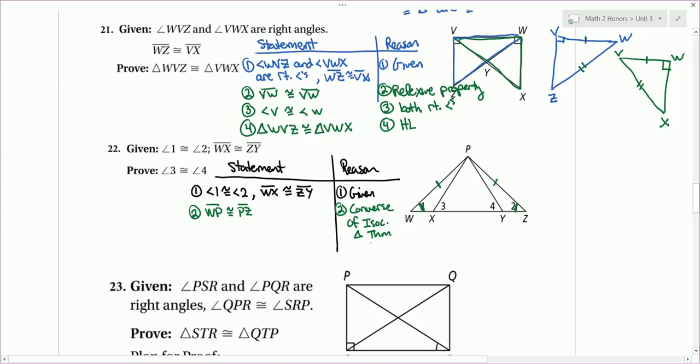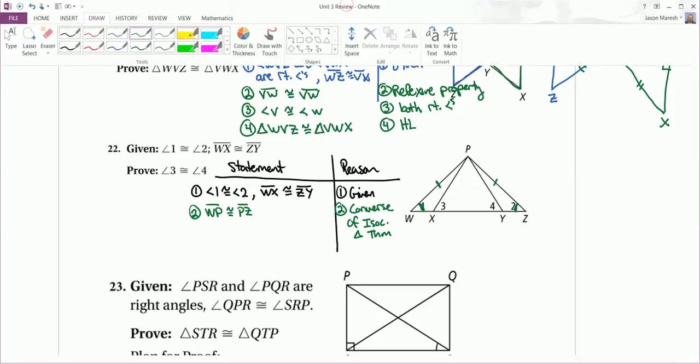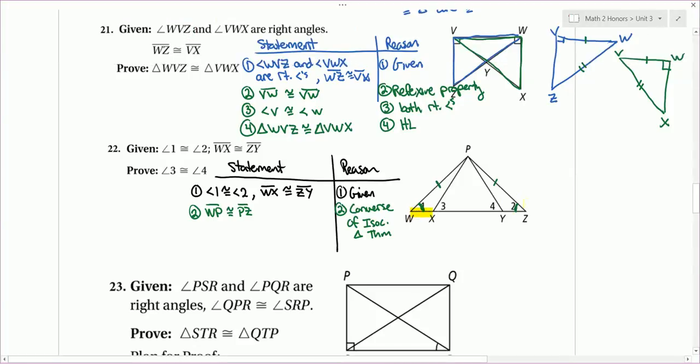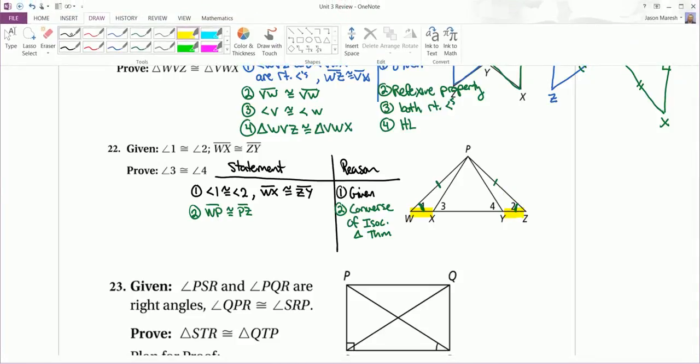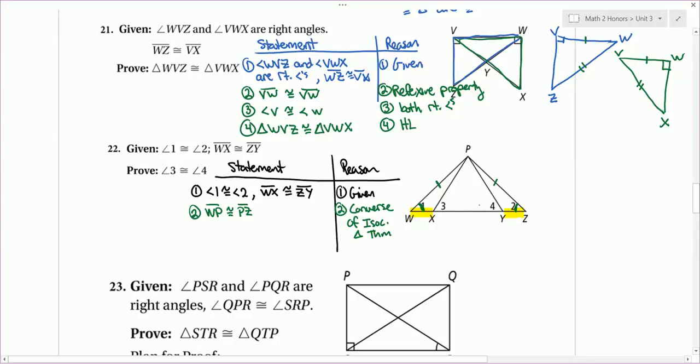We also have another given. We're given that WX, I'll highlight these, so WX is congruent to ZY. So if you look at the two smaller triangles on the left and right side, we have triangle WPX, and I'm going to claim that that's congruent to triangle ZPY. Can you see why? Third statement, third reason, we have side angle side.